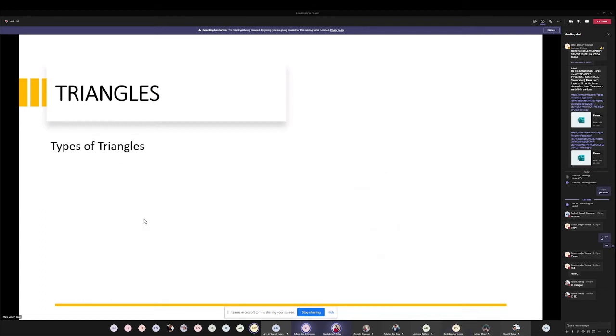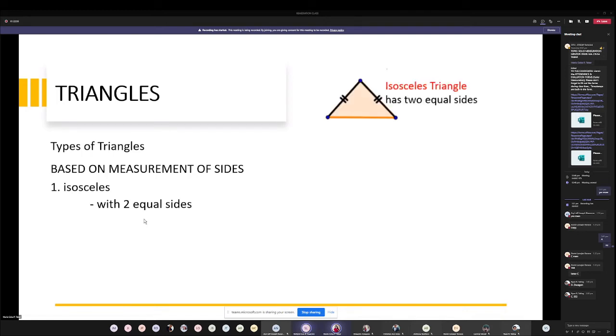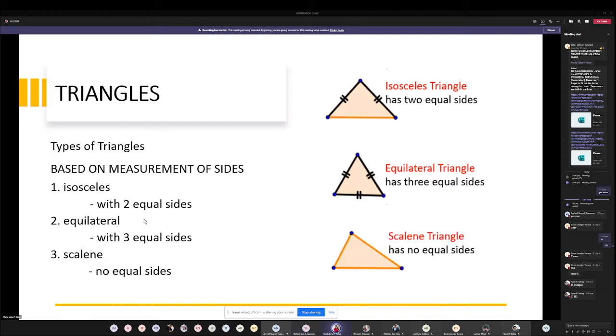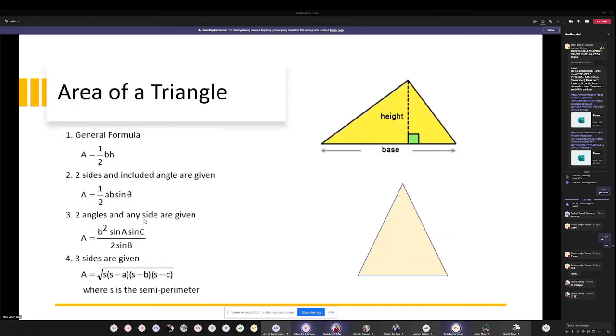And on the measurement of sides, it's an isosceles triangle if there are two equal sides, equilateral if three, and scalene if there are no equal sides.